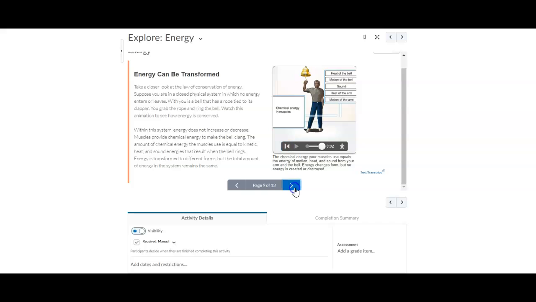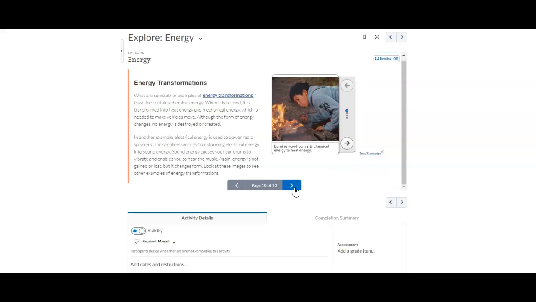So we just gave that example, but let's look here as well. What are some other examples of energy transformations? Gasoline contains chemical energy. When it's burned, it's transformed into heat energy and mechanical energy, which is needed to make vehicles move. So there's a good example. Although the form of energy changes, no energy is created or destroyed. In another example, electrical energy is used to power radio speakers.